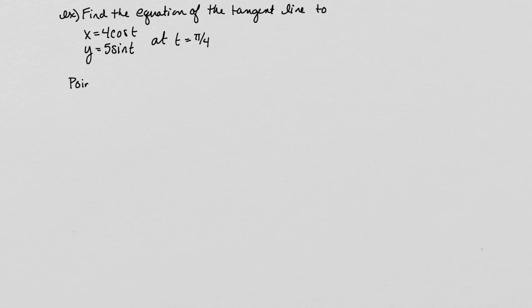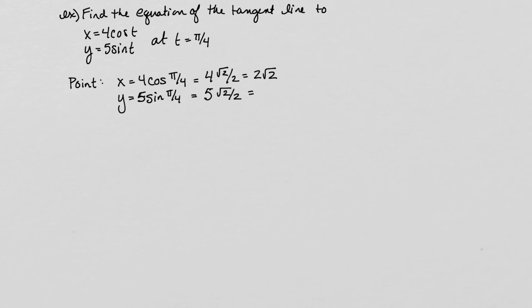Okay, so to get my point, we're going to have x is equal to 4 cosine of pi over 4, y is equal to 5 sine of pi over 4. So 4 cosine of pi over 4 is going to be 4 root 2 over 2, so this is going to be 2 root 2. And sine of pi over 4 is also root 2 over 2, so this is going to be 5 root 2 over 2. I can't simplify that at all. Okay, so my point is 2 root 2, comma, 5 root 2 over 2.